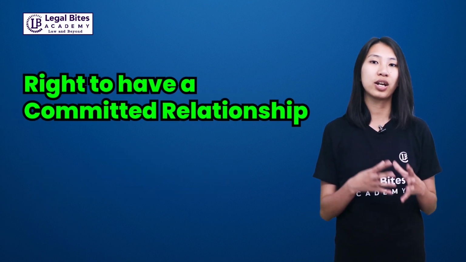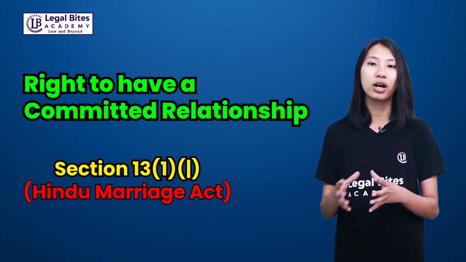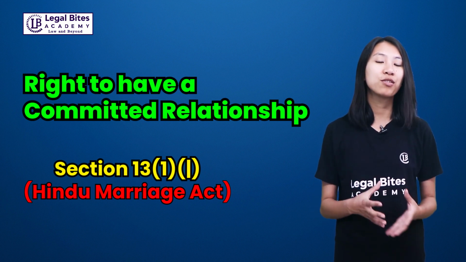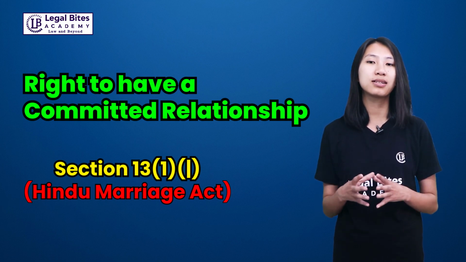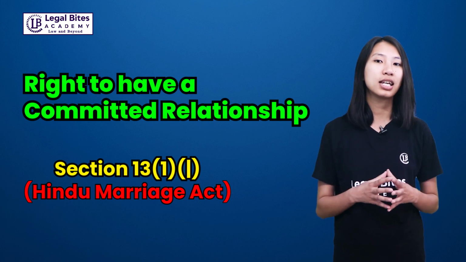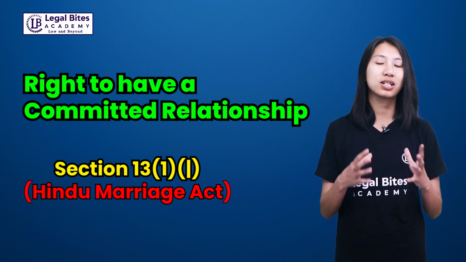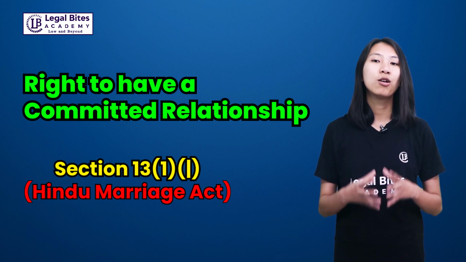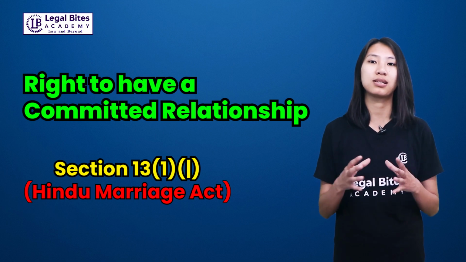The next right is right to have a committed relationship. According to Section 13(1) Subclause 1 of Hindu Marriage Act, any marriage that has been solemnized can be dissolved by a decree of divorce on the ground that the other party has, after the solemnization of the marriage, had voluntary sexual intercourse with any person other than his or her spouse, or after the solemnization of the marriage, the respondent treated the petitioner with cruelty, or the respondent has deserted the petitioner for a continuous period of not less than 2 years immediately preceding the presentation of the petition.